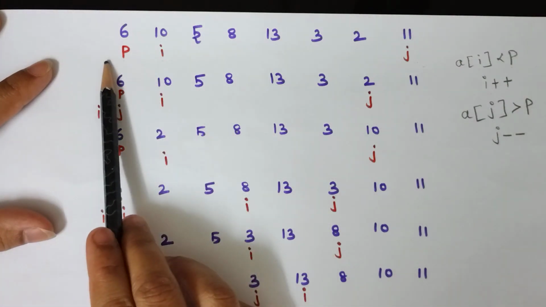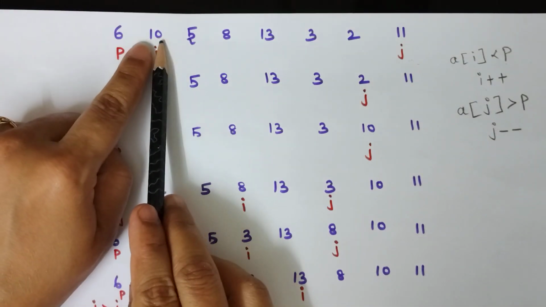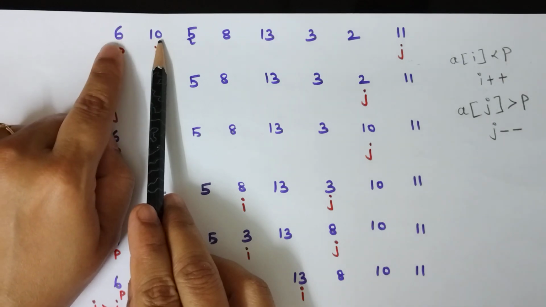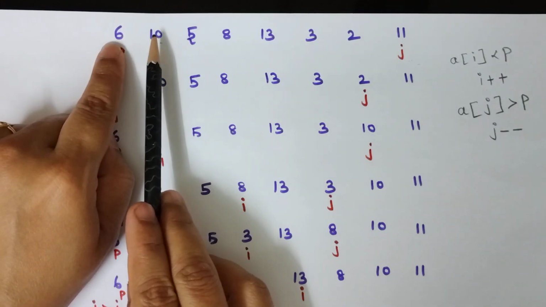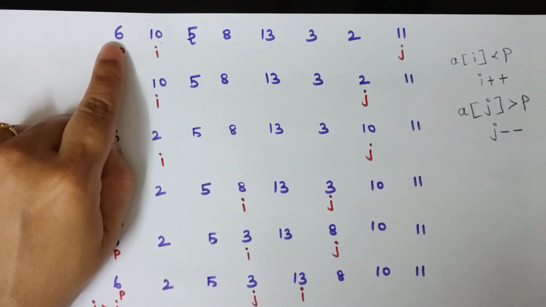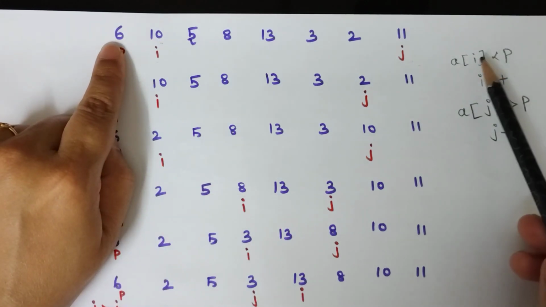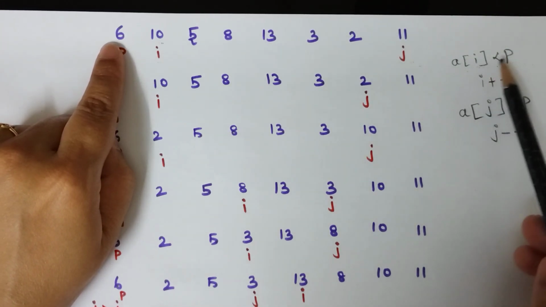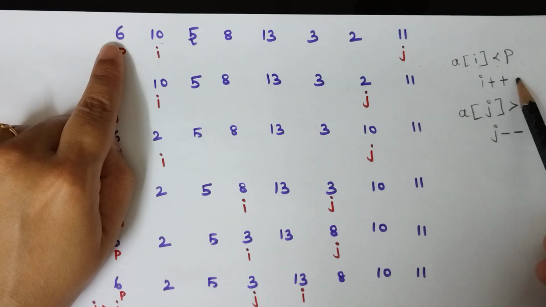So here I am taking A of i. What is my A of i? That is 10. You compare this A of i with the pivot element 6. Here 10 is greater than 6, which does not satisfy this condition. Actually 10 should be lesser than 6, but it is not satisfying the condition. So if it is not satisfying the condition, then stop here.